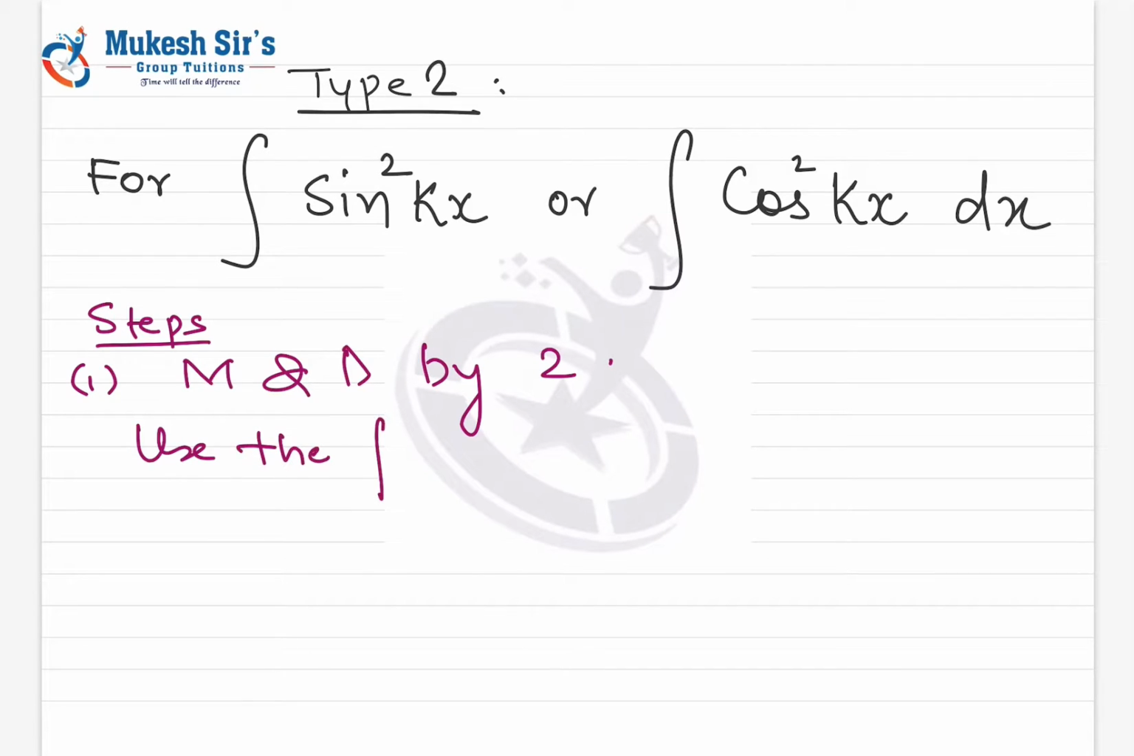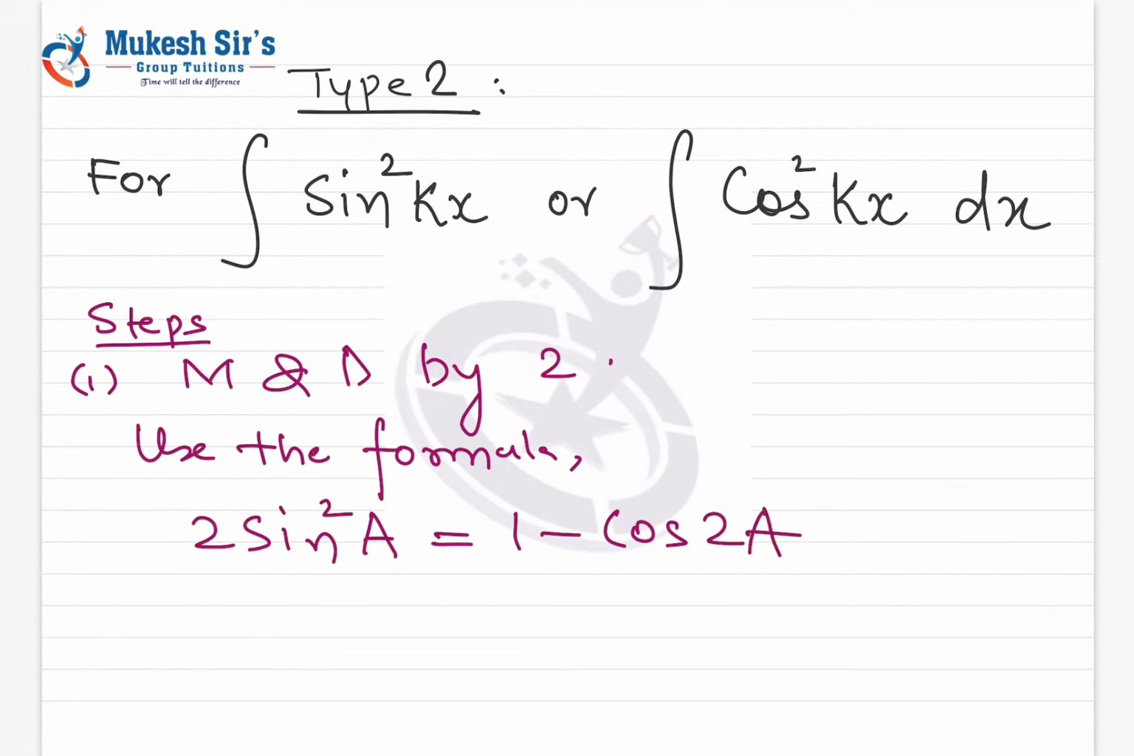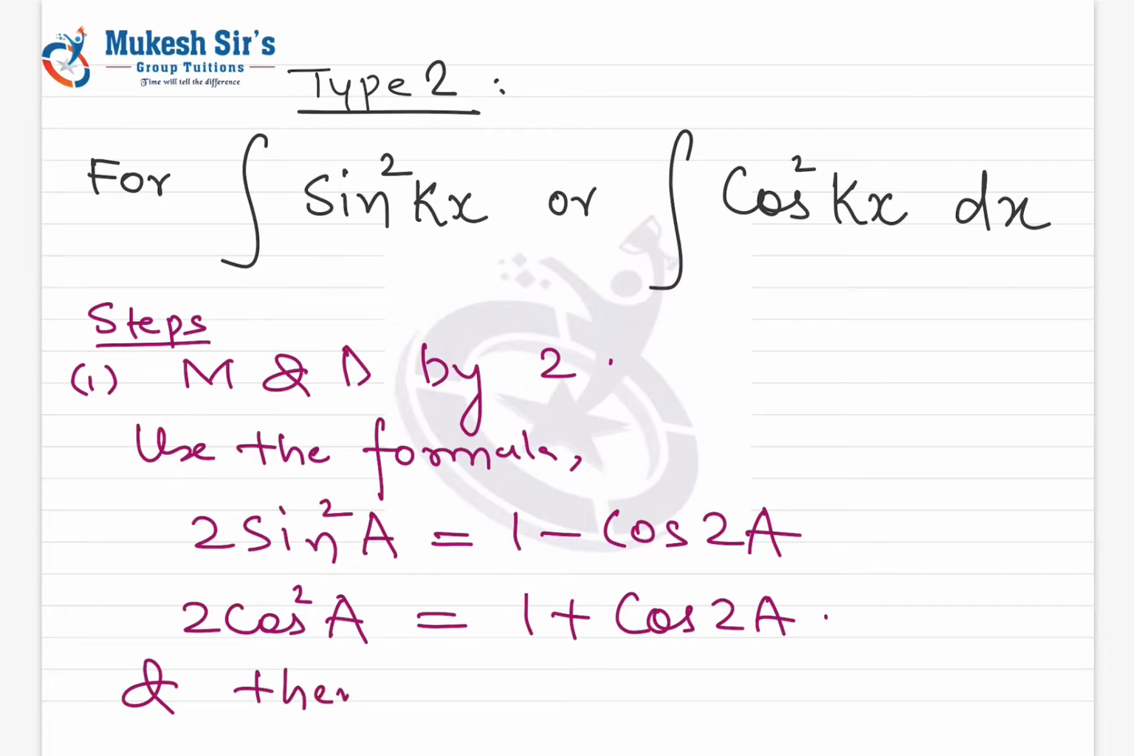And then use the formula. 2 sine square a can be written as 1 minus cos 2a, the angle has to be doubled, and 2 cos square a is 1 plus cos 2a. This is your compound angle formula. Once the formula is used, all the terms get integrated, and then integrate. Clear? So for sine square and cos square, multiply and divide by 2 and then use the formula. 2 sine square a is 1 minus cos 2a, 2 cos square a is 1 plus cos 2a.